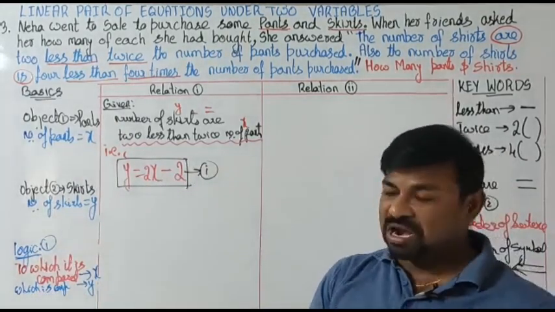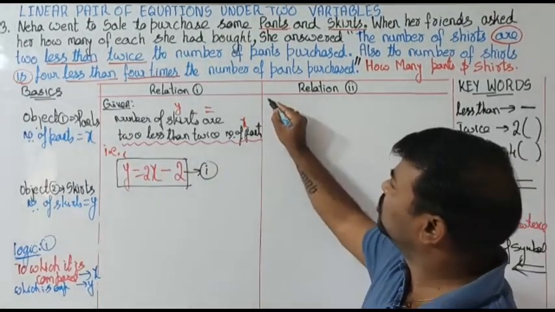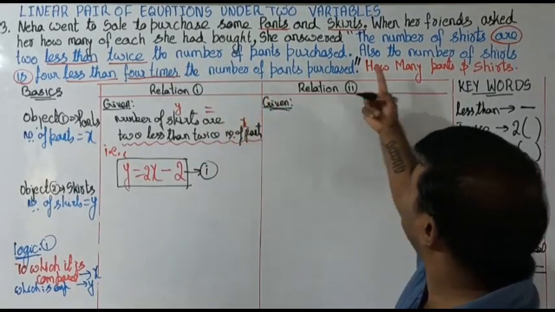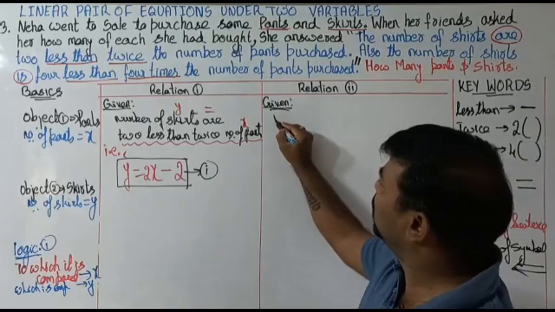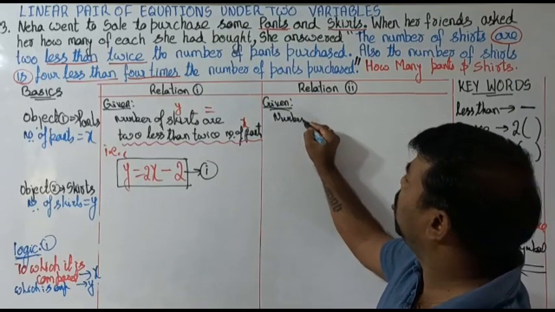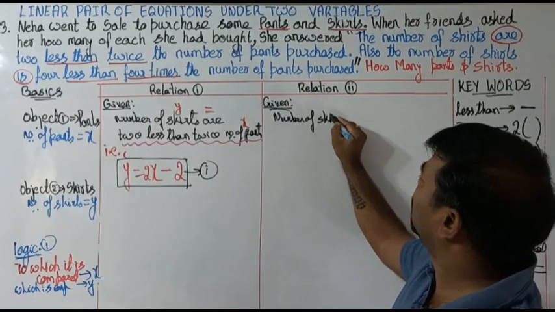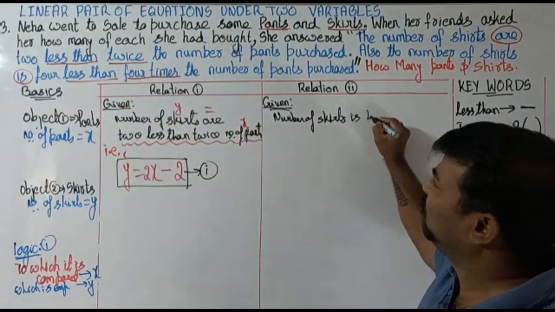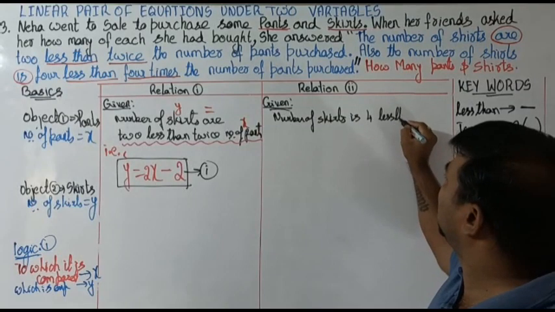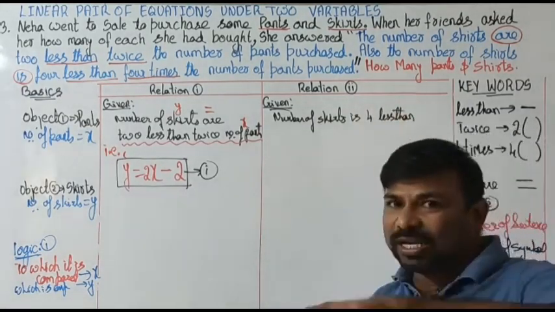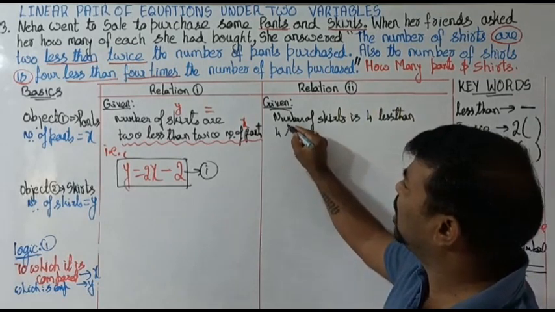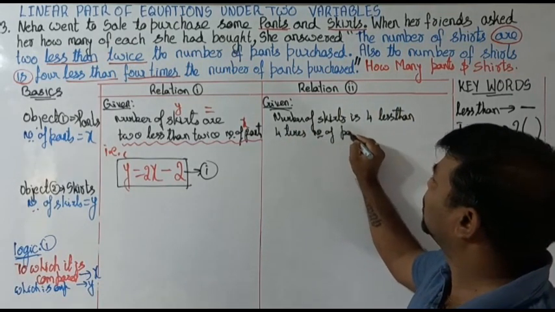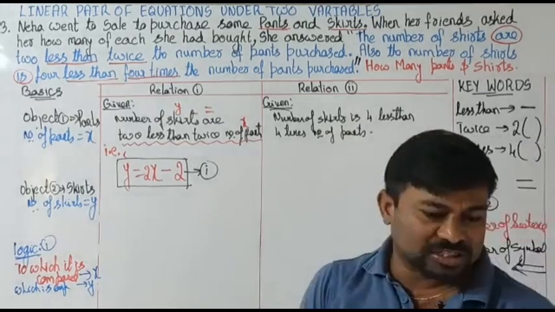Cool. Right. Now straight away jump back to the relation 2. What he has given in relation 2. Let's go for the next one. Number of skirts, I am going quick now. Number of skirts is 4 less than 4 times the number of pants. Right. Now the same logic.